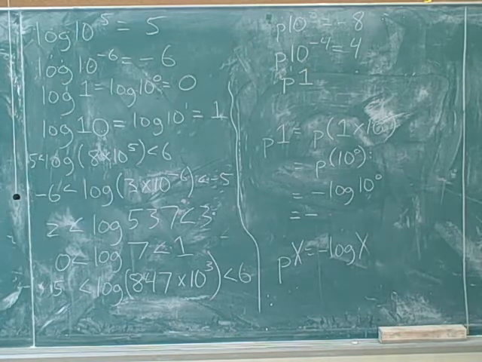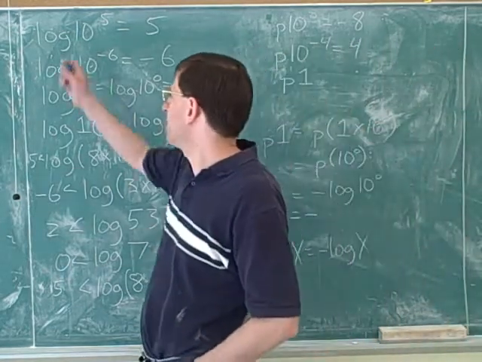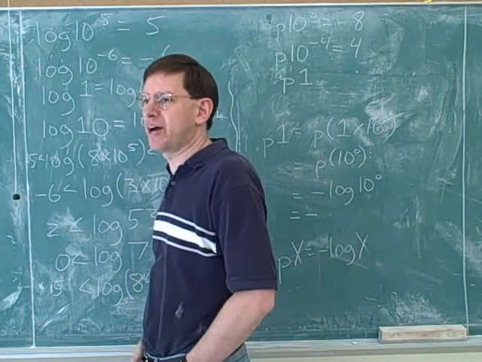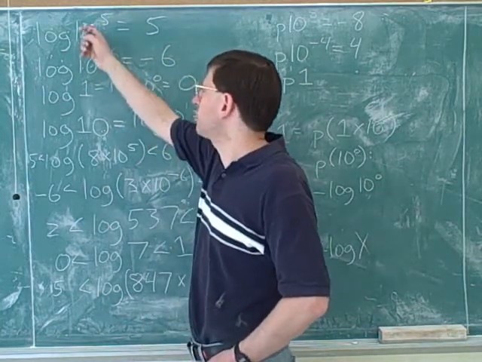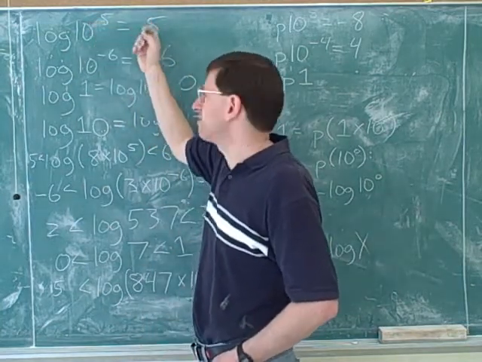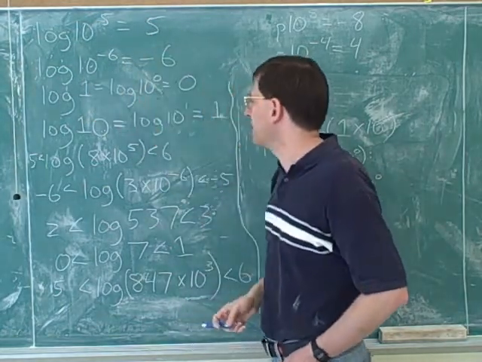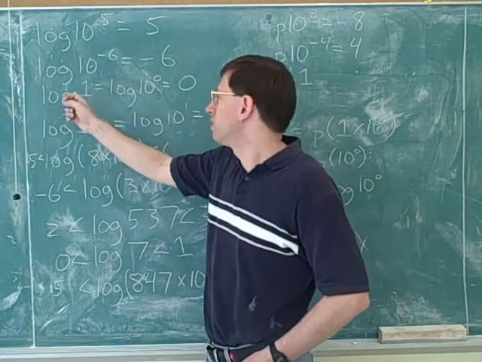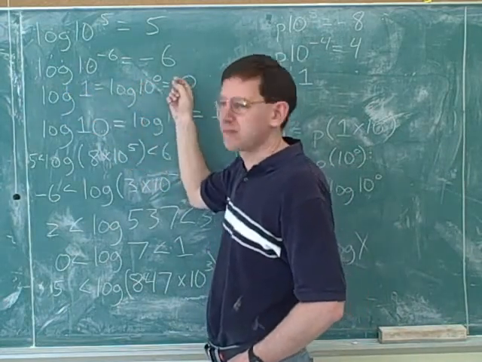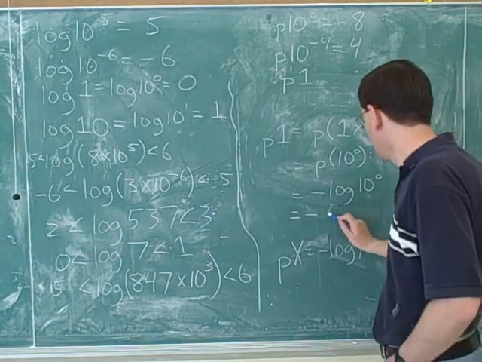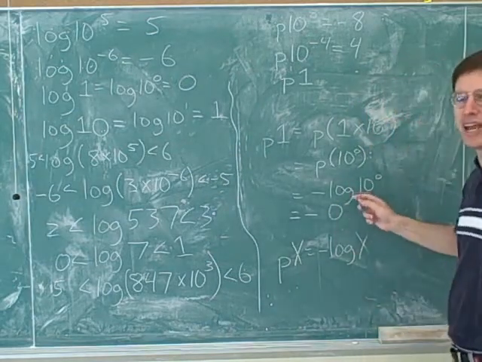That's right. Remember, the whole idea of a logarithm is that the logarithm of a power of 10 is just the exponent on the 10. What's the logarithm of 10 to the 5th? It's 5. What's the logarithm of 10 to the negative 6? Negative 6. And we also reviewed this example over here. What's the logarithm of 10 to the 0? 0. Not 1 or negative 1.